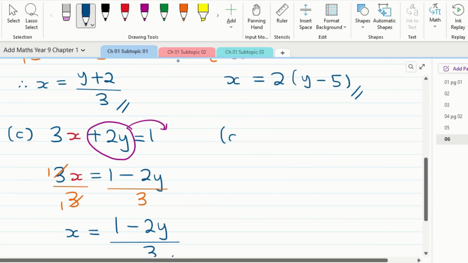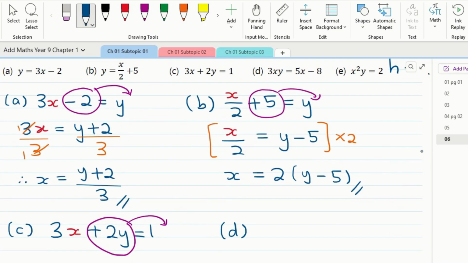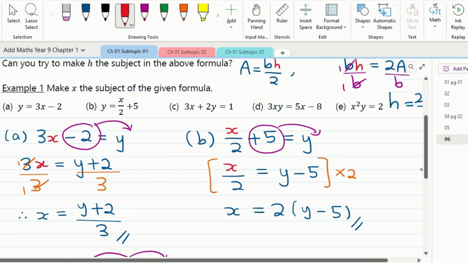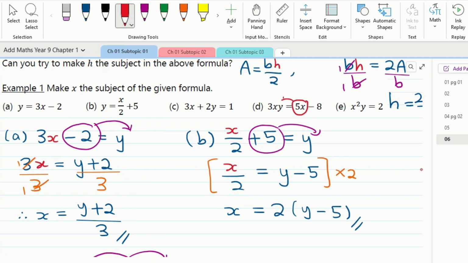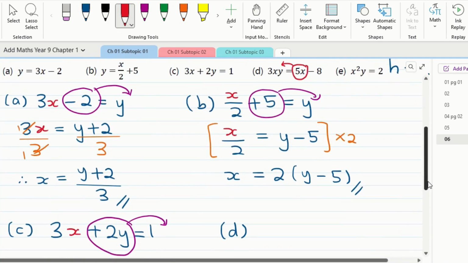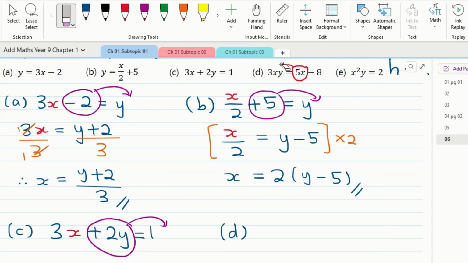Okay, D is quite different because if you notice, there are two x. On the left side, there's one single x, and then on the right hand side, you also have another x. So for this one, what you can do is try to make all of the x, because it's going to be your subject, you are going to move and join whatever x terms there are, and you move it to the left hand side together.